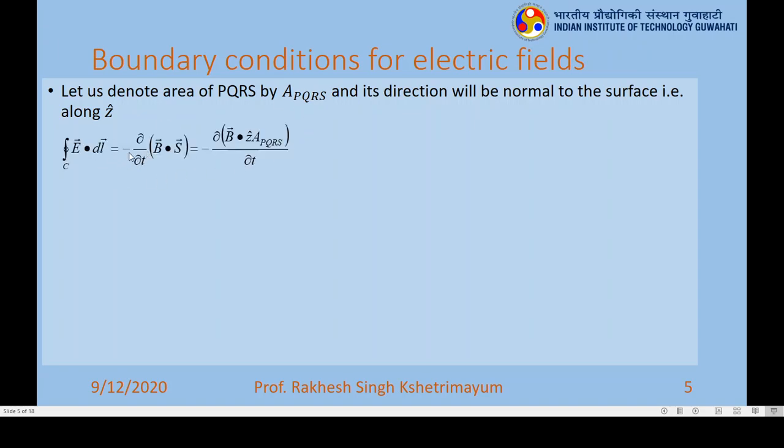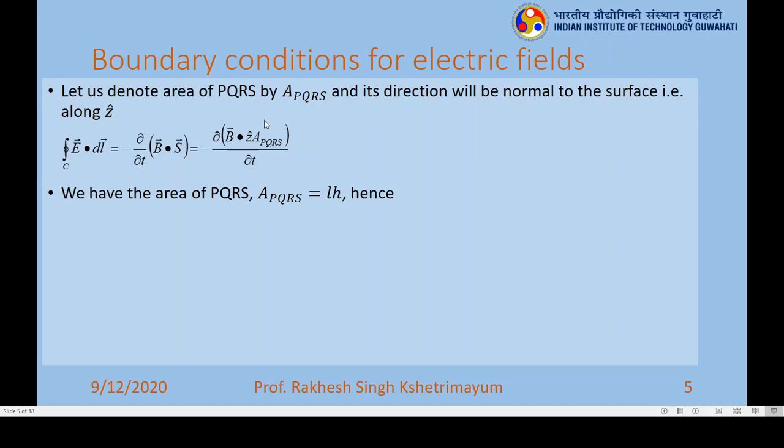So the right hand side of Faraday's law will now become minus ∂/∂t of B dot. What is the area? Area is A_PQRS. That's the area of the PQRS surface, and the direction is normal to the surface in the XY plane, so z hat. And you can also look at the diagram.